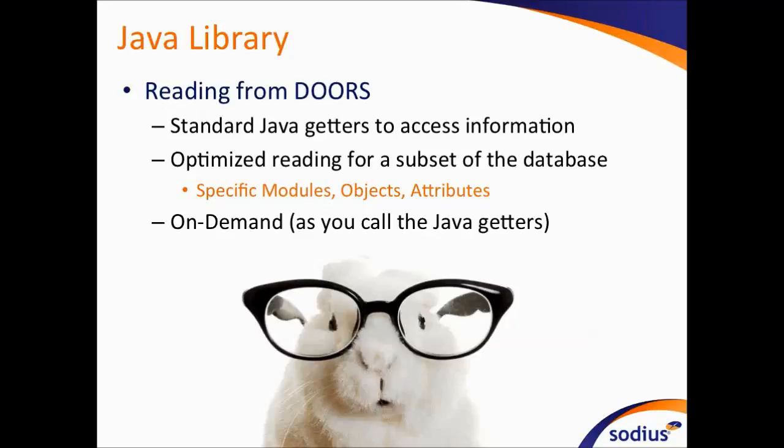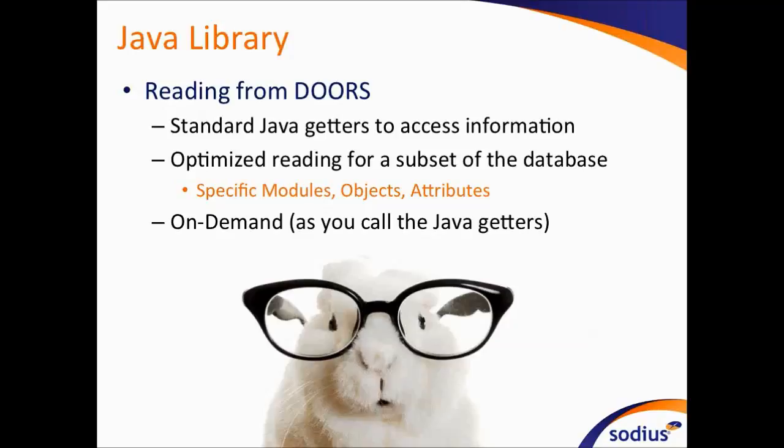One of the things we've worked a lot on is optimized reading for a subset of the database. There are a couple of things here I'll highlight: there's a full reading of a subset of the database versus on-demand. So the first case is I know that I need to read a specific module out of DOORS. So we can be very efficient in how we request that information from DOORS and how we bring it back, knowing that we need all the information.